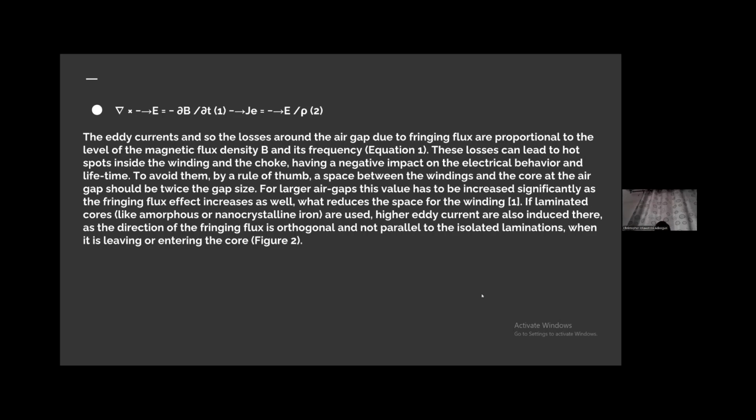So if laminated cores, like the nanocrystalline or the amorphous, are used, higher eddy currents are also induced there. As the direction of the fringing flux is orthogonal and not parallel to the isolated laminations when it is leaving or entering the core. We can see that in figure 2 shortly.